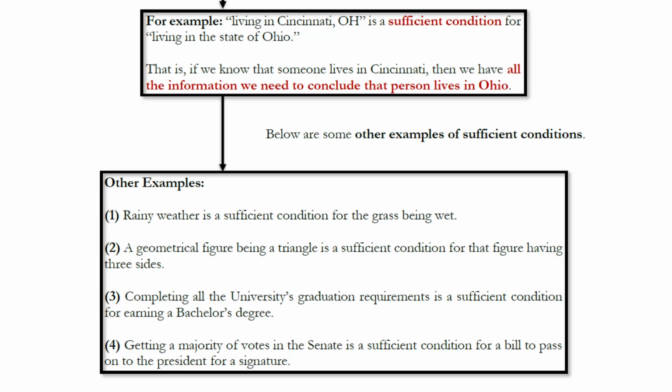Completing all the university's graduation requirements is a sufficient condition for earning a bachelor's degree. If you know your friend has completed all graduation requirements, then you know she will get to walk across the stage, although you may not have any idea about how much she learned or what her GPA is. Finally, getting a majority of votes in the Senate is a sufficient condition for a bill to pass on to the president for a signature. According to the rules, bills that pass with a majority get sent to the president for consideration. So if the rules are followed, then the majority vote guarantees that the president will have a decision to make about the bill in question.